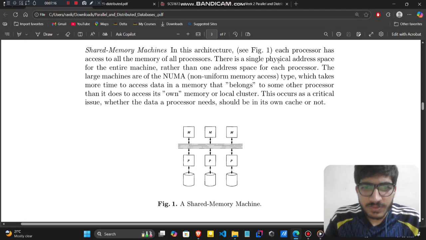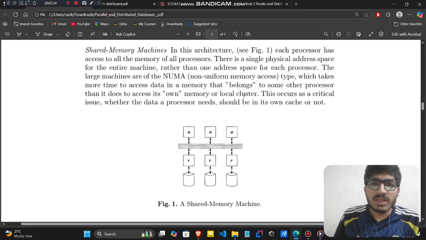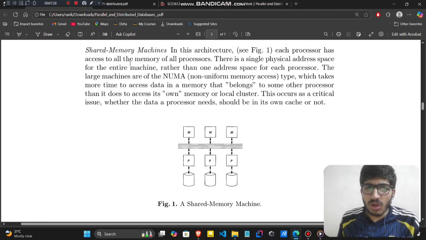Shared memory machines. Now, the first type is shared memory machines, or we can say the shared memory architecture. In this architecture, each processor has access to all the memory of all processors. There is a single physical address space for the entire machine, rather than one address space for each processor.